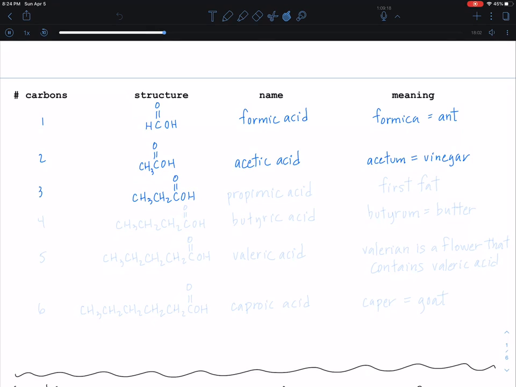There we have it, right? The carboxylic acid portion of it. This is propionic acid. This is Greek, actually, instead of Latin. Pro means first and pion means fat. So propionic acid means first fat.